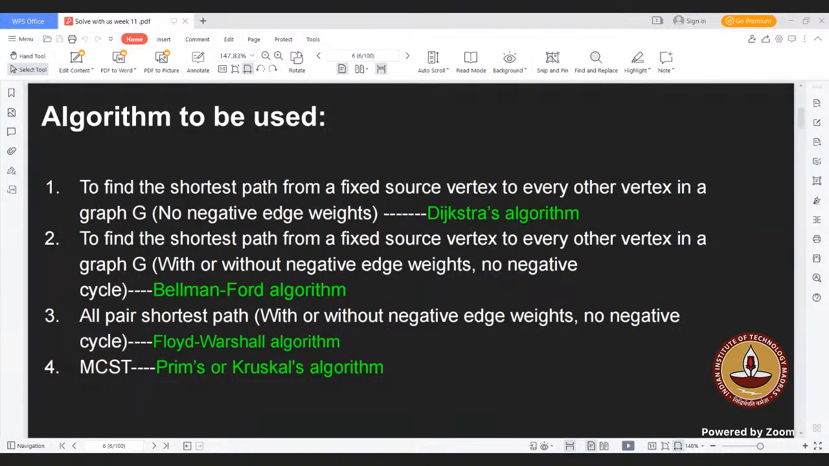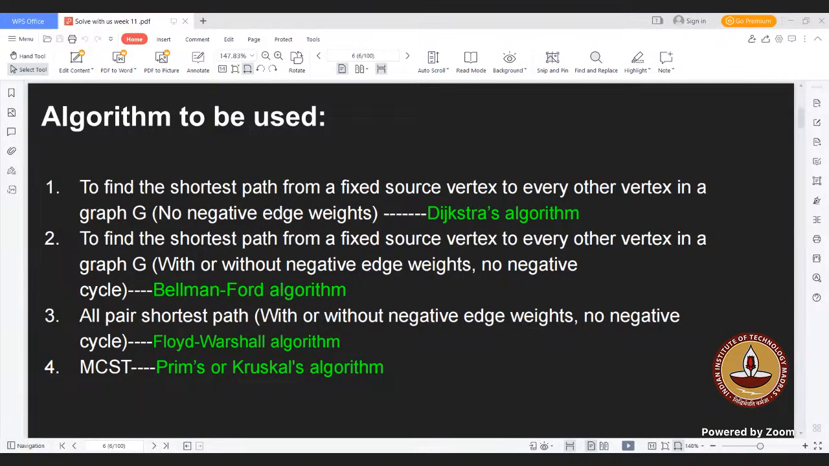Repetition of edges. Basically, a cycle means it will repeat the vertices, right? Minimum 3 of them, like this forms a cycle, right? But we won't say this is a cycle. This is not a cycle. Minimum 3 vertices should be there and they form a loop. So basically that is a cycle.